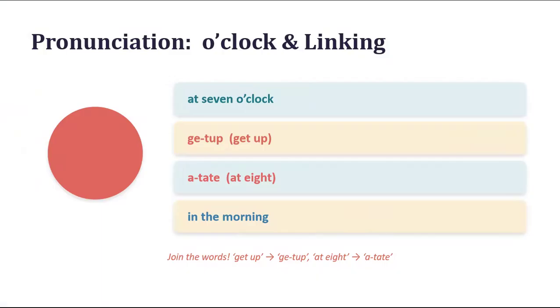So, pronunciation. How would you say at 7 o'clock? At 7 o'clock. Get up at 8 in the morning. If you cannot pronounce it fast, no problem. You can just read slowly, like at 7 o'clock.